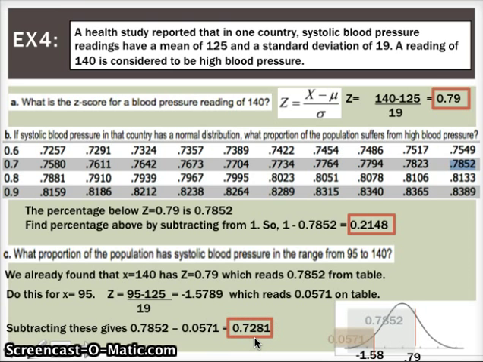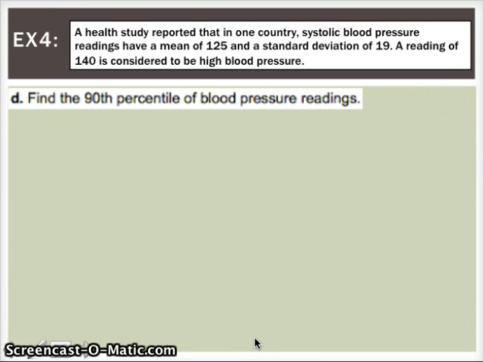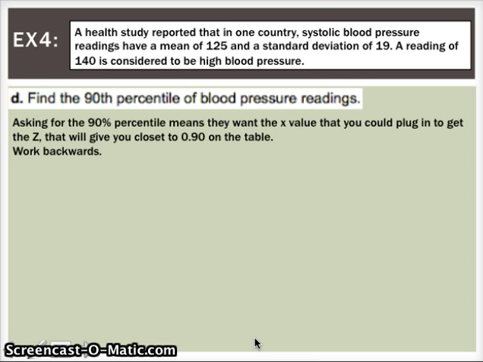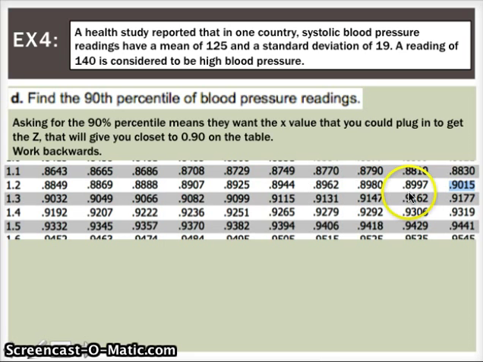And let's do one more. Let's see if we can find the 90th percentile of the blood pressure readings. Asking for the 90th percentile means that they want to find the x value that you could plug in to get the z value that's closest to 0.90 on the table. So we need to work backwards. We know the 90% on the table. We have to work backwards until we can get back to x. So let's start by looking at our table and finding the value that is closest to 0.9.